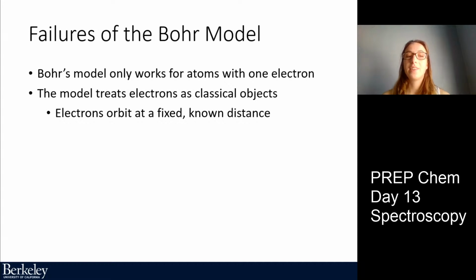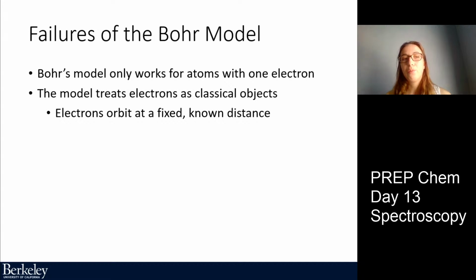And the reason for this is that the model actually treats electrons as classical objects. And this isn't true, right? So in his model, all of these electrons are orbiting at a fixed known distance. And that just isn't representative of the way that we think about electrons now, because we should treat them instead with quantum mechanics instead of with classical mechanics.